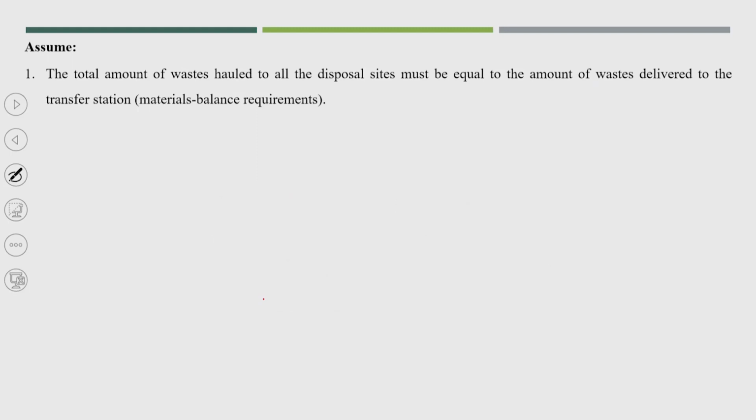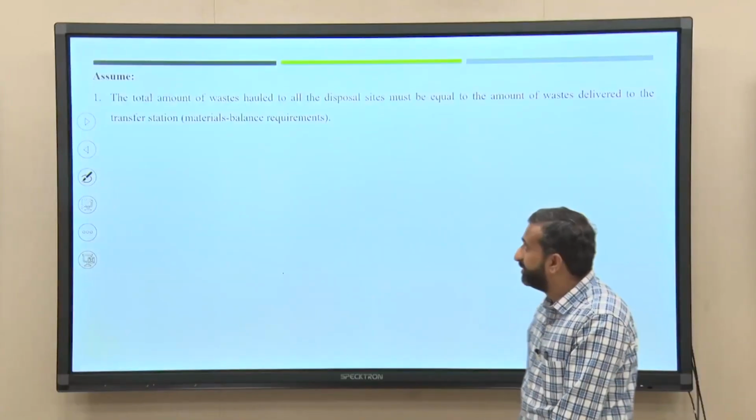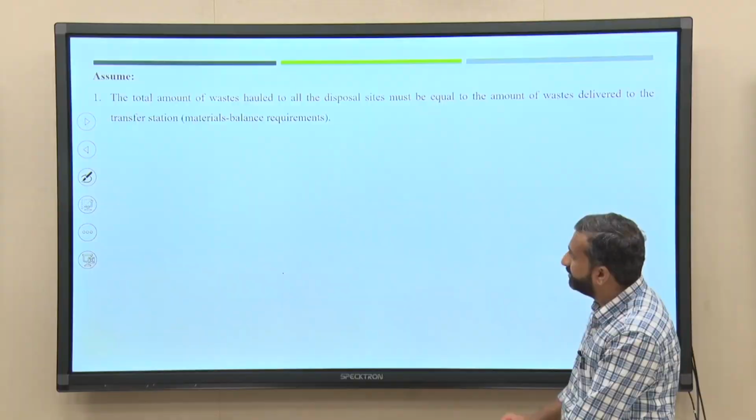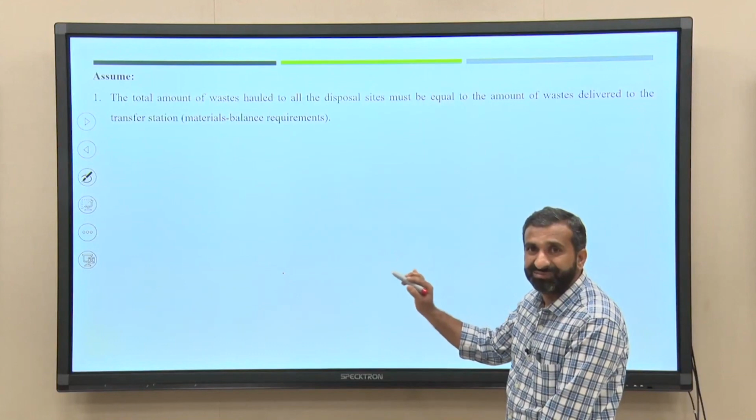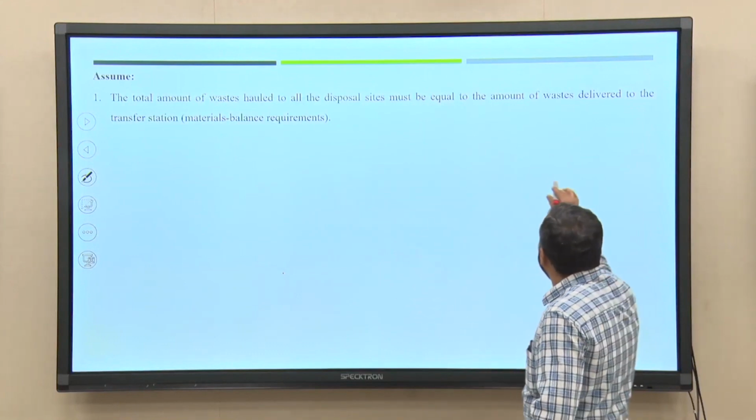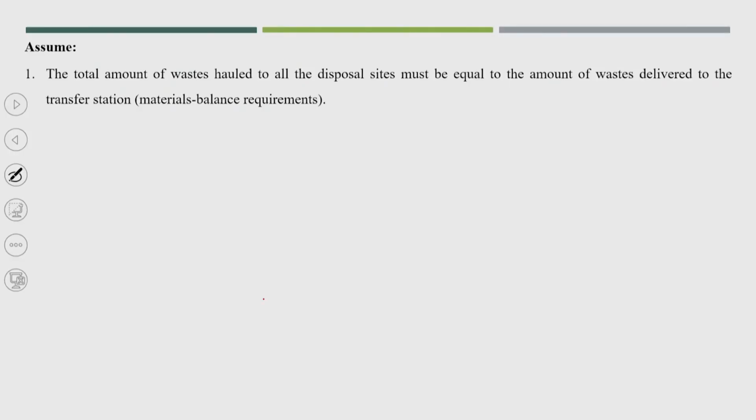Before finalizing the optimum allocation, we have to assume a few points. The first point is that the total amount of waste hauled to the disposal sites must be equal to the amount of waste delivered to the transfer stations. This is the important assumption. Whatever amount of waste is delivered at the transfer station, the same amount should be hauled to the disposal sites.